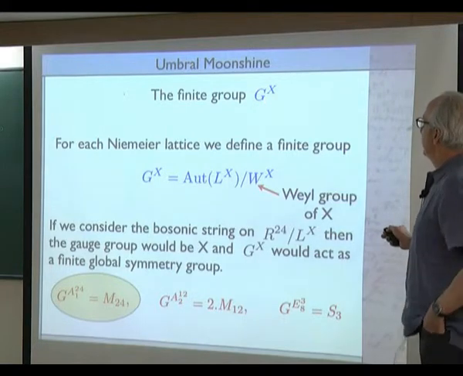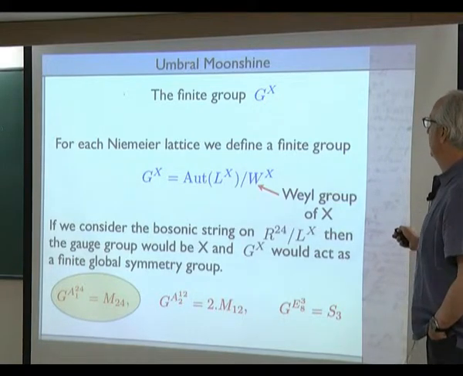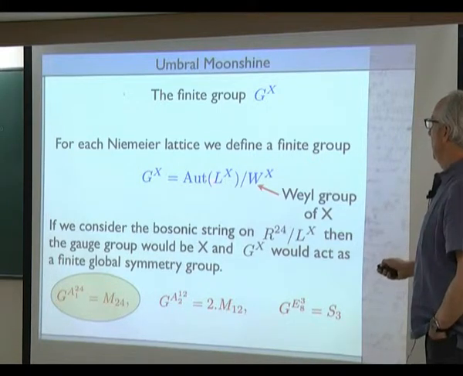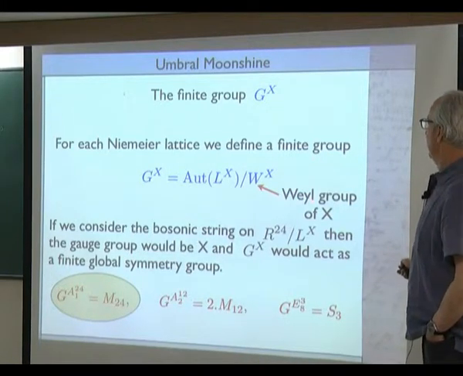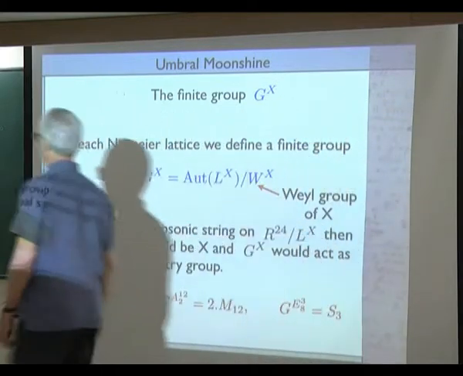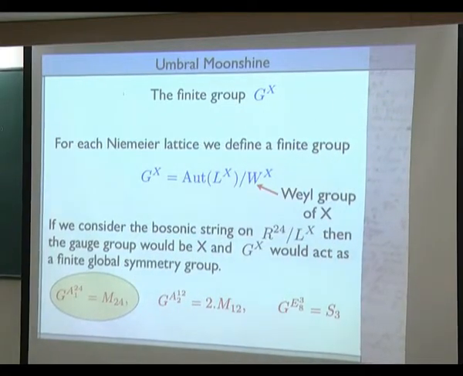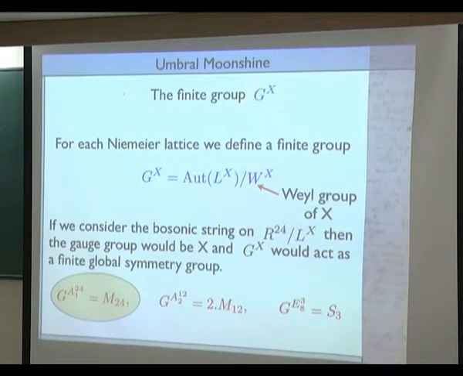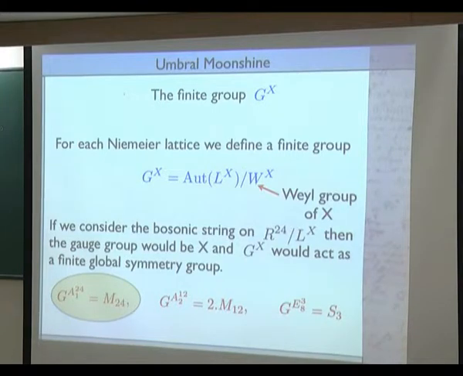The second thing is a finite group G. So for each Niemeyer lattice, we define a finite group. There is always a Weyl group, which is the group generated by the reflections in the roots of the ADE components. So in this case, the Weyl group is generated by reflections in alpha 1 and alpha 2.